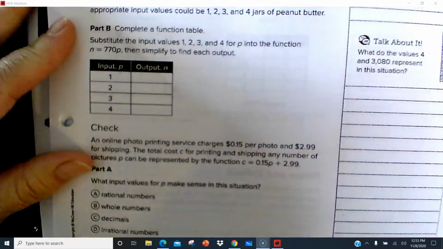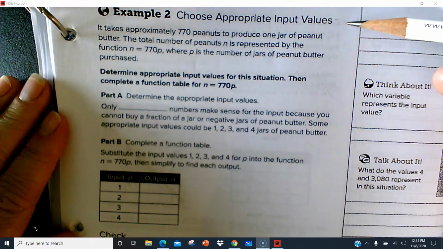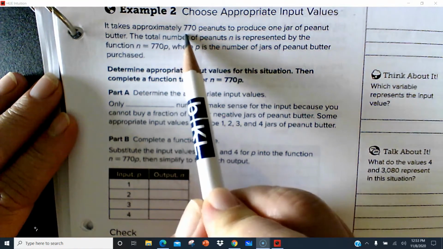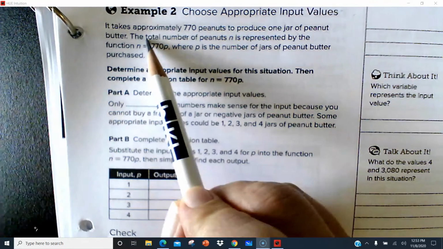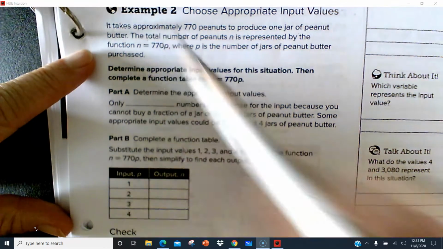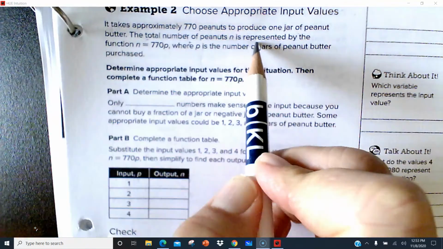All right, so we're going to choose the appropriate input values. Now here it's where it has to make sense. You might not need a negative input, right? Because we have to decide. So it takes approximately 770 peanuts to produce 1 jar of peanut butter. Right off the bat, no negative numbers. It'd be dumb to put a negative number in here. The total number of peanuts n is represented by the function.